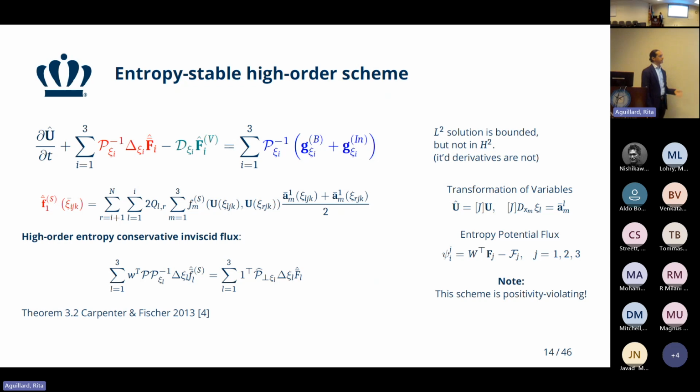So one more thing we need, and this is the work of Carpenter again, is a theorem that shows us that we can take this two-point entropy flux and have an entropy stable high order scheme based on this formula at the bottom. So that gives us an entropy stable high order scheme for the Navier-Stokes, and that in turn gives us an L2 bound on the solution, right?